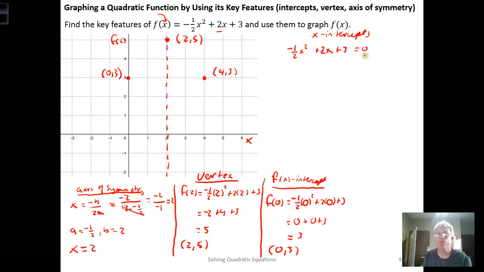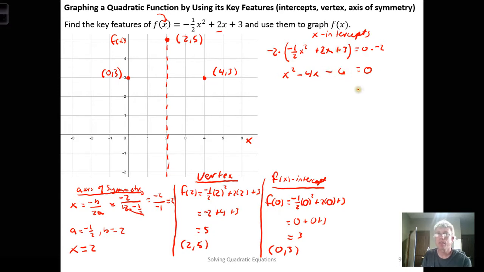I'm going to use completing the square as my technique. You could use the quadratic formula just as easily. To complete the square, we need to remember that we need a leading coefficient of 1 on the x squared term. So I'm going to multiply by -2 because -2 times -1/2 is 1. So I'm going to multiply all of the left-hand side by -2, and also all of the right-hand side by -2. So 0 times -2, that's the hard one. -2 times -1/2 is 1 x squared. -2 times +2 is minus 4 x's. -2 times +3 is a minus 6.